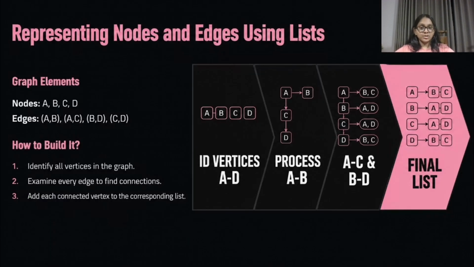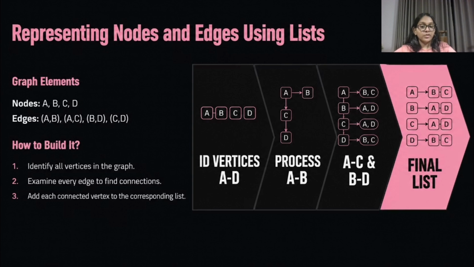This process is actually very simple. Step 1. Identify all vertices in the graph. In our example, we have 4 vertices: A, B, C, and D. Step 2. Look at every edge. Find out which vertices are connected. We can see the following connections. A is connected to B, A is connected to C, B is connected to D, C is connected to D.